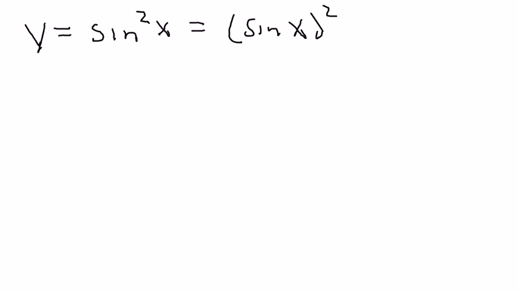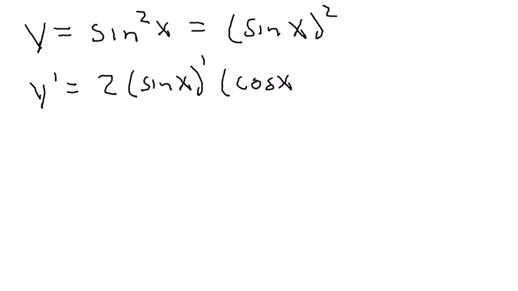So now when I go to take the derivative of the sine squared of x, the squared part of it is the outside function. So y prime is going to be 2 times the inside function, the sine of x, to the first power, times the derivative of the sine of x, which is cosine of x. Most of the time, you won't see that first power written.